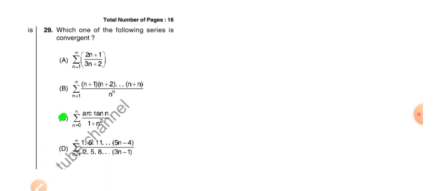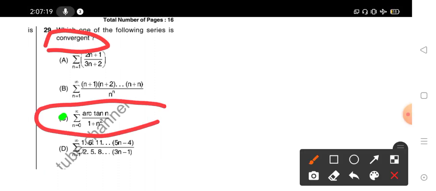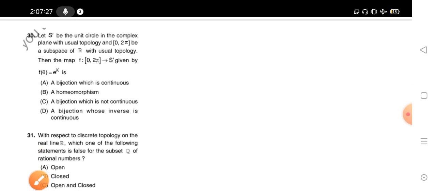Next question: which one of the following series is convergent? Here we ask convergent. Option C is correct: sum as n runs from 0 to infinity of arc tan n upon 1 plus n square. Option C is correct.